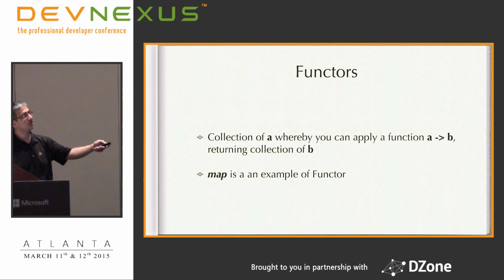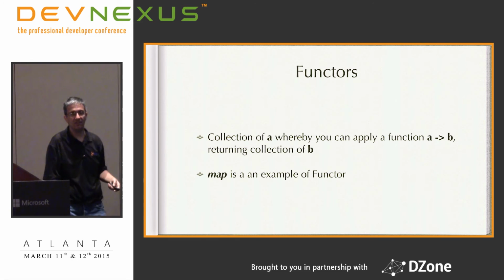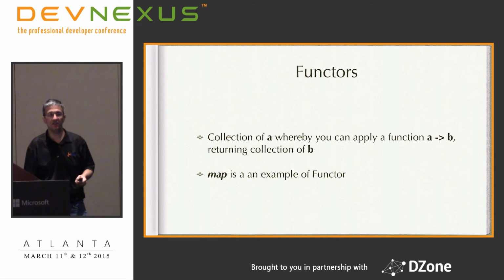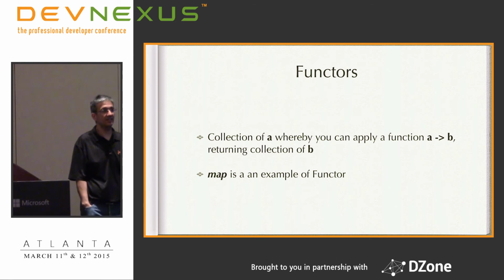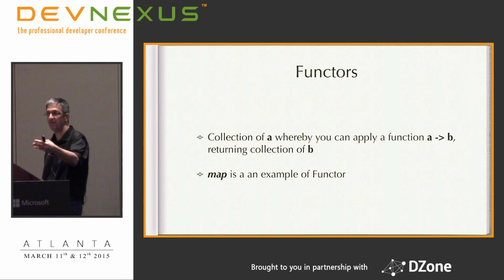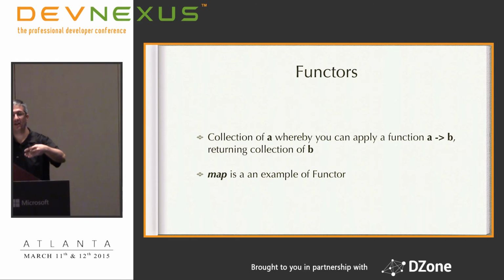A functor is a collection of A, whereby you can apply a function A to B, returning a collection of B. Well, map is an example of a functor, right? What is an endofunctor? An endofunctor is a functor that maps over itself. These are all mathematical concepts, and they've got to do with category theory, but they're very, very used in functional programming and lambda calculus. What is a monad?